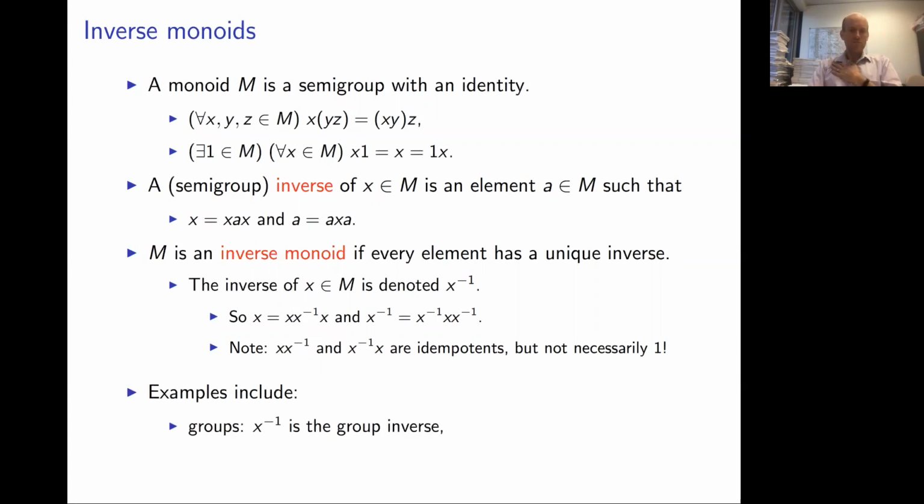So the most obvious example is a group where the inverse is just the ordinary group inverse. And at the other extreme, we have semilattices where we just have a bunch of idempotents that happen to commute, and the inverse of any element there is itself.